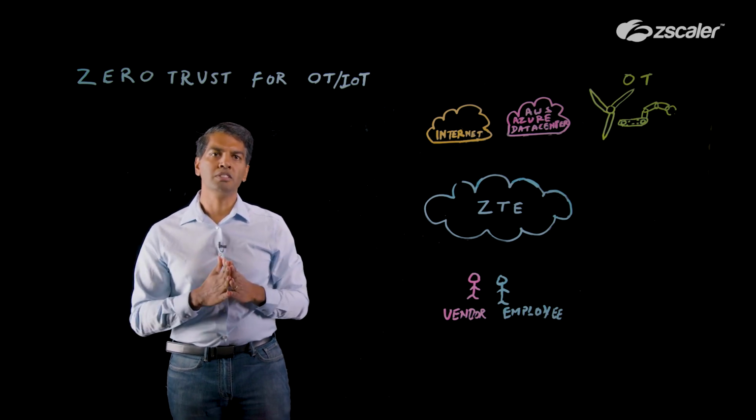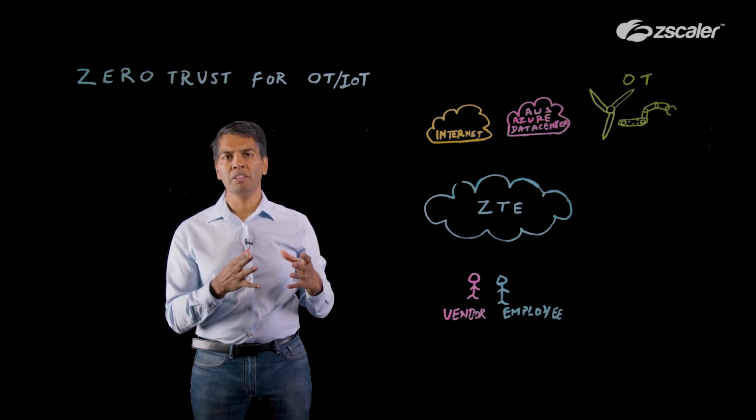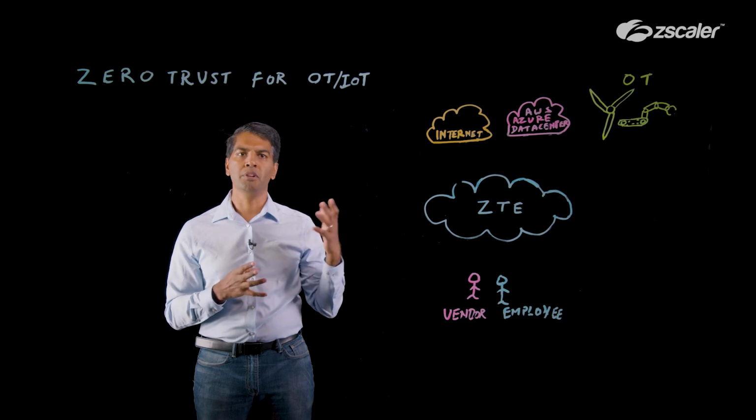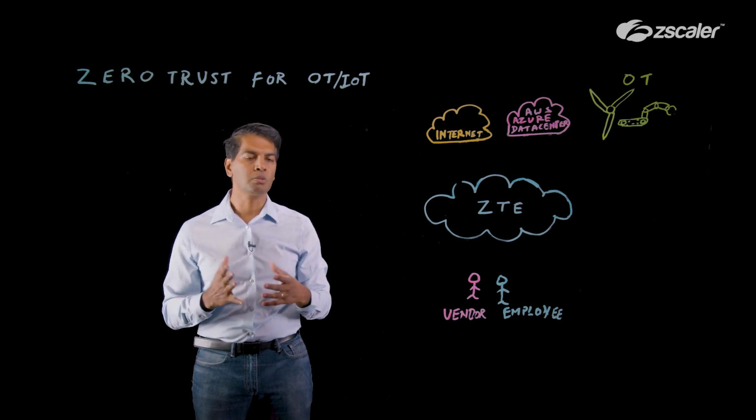So let's start with this. What are we doing with respect to zero trust for OT and IoT? It's the same puzzle pieces. You have your users, you have the internet, you have your data centers, you also have your OT systems that need to be connected to the internet or vice versa.